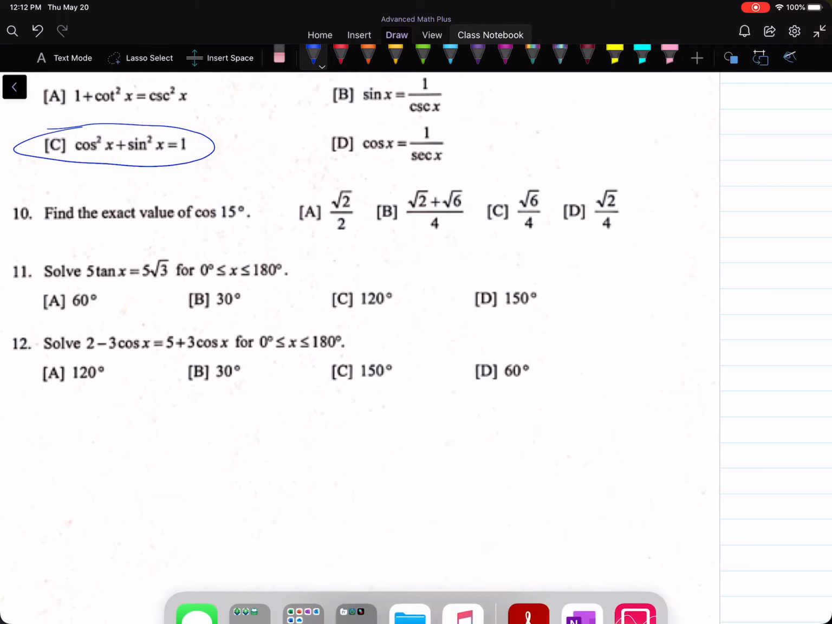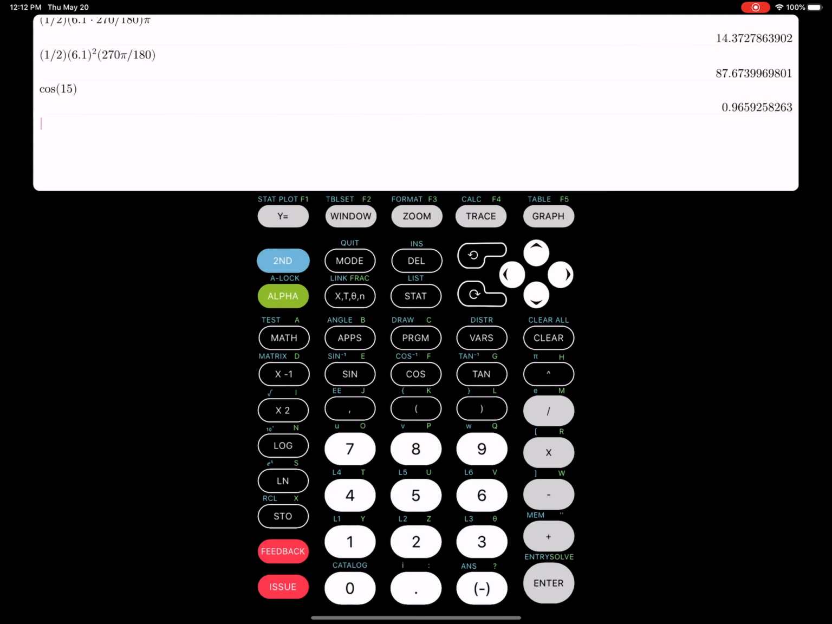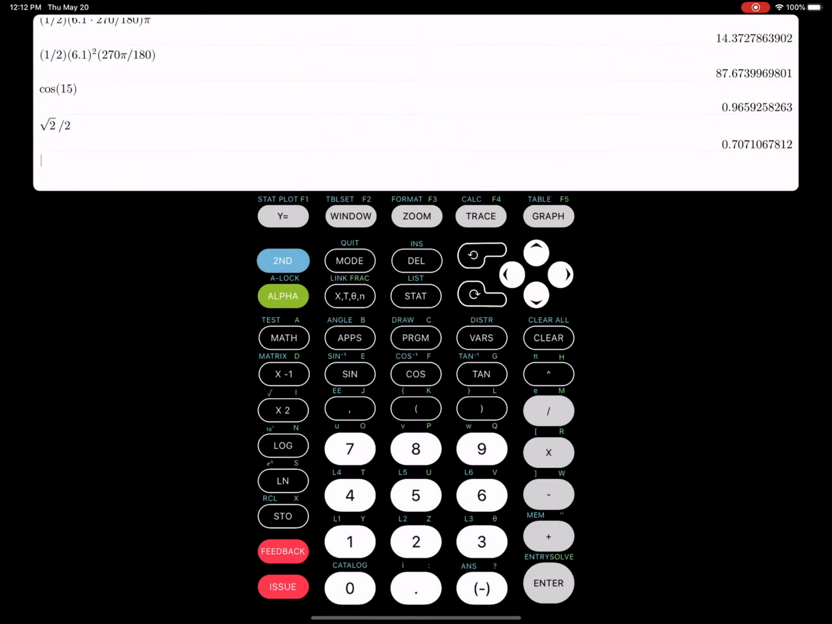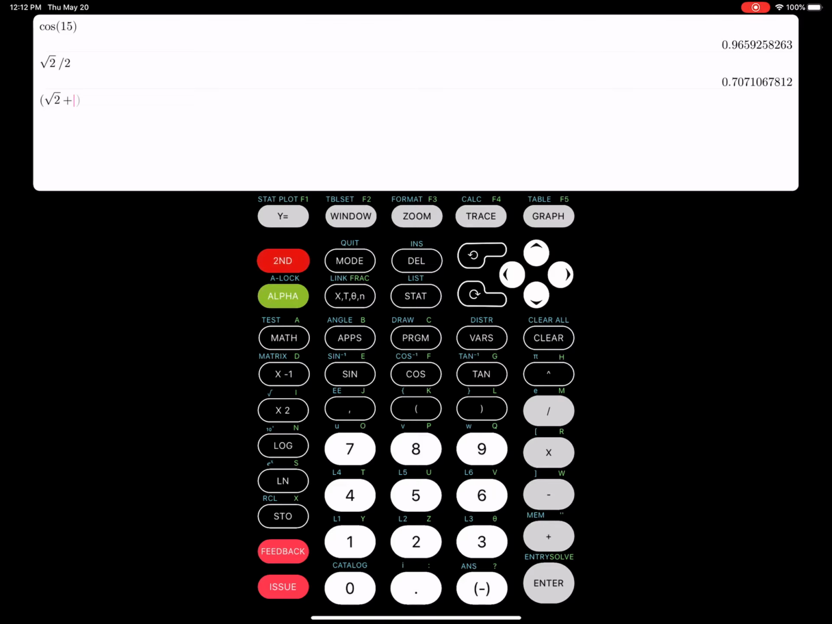So square root of 2 over 2. Let's try square root of 2 divided by 2. Is that the same decimal? No. All right, so I know it's not square root of 2 over 2. Let's try the next one, square root of 2 plus square root of 6 over 4. Make sure you put parentheses around this one because you're adding. Square root of 2 plus the square root of 6 divided by 2. Still didn't get the same one.